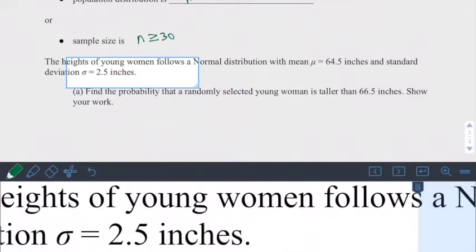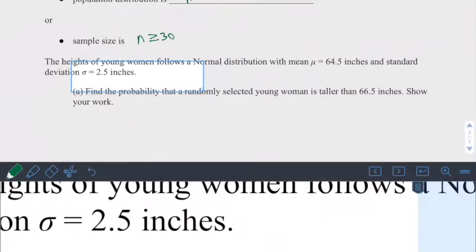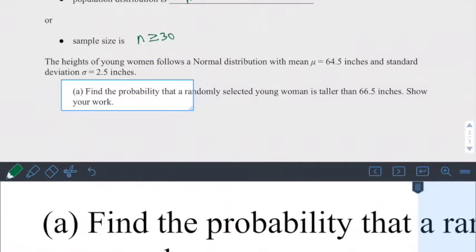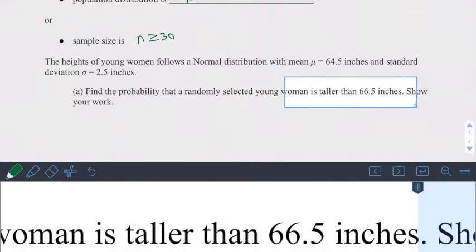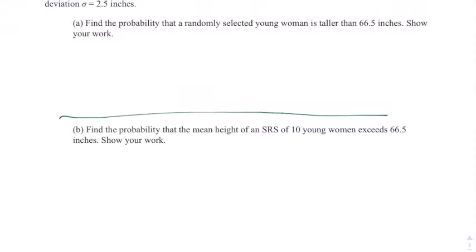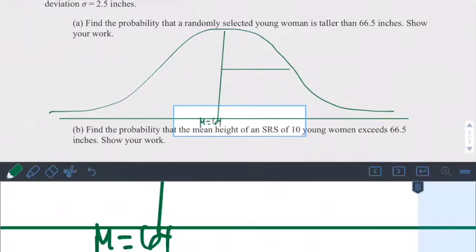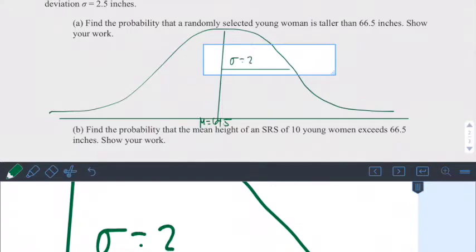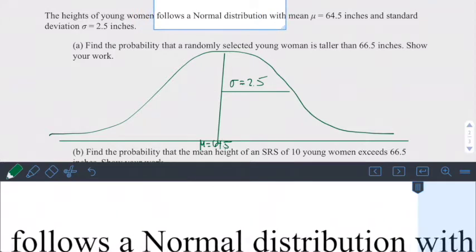The heights of young women follow a normal distribution with a mean mu of 64.5 inches and a standard deviation sigma of 2.5 inches. Find the probability that a randomly selected young woman is taller than 66.5 inches. This is chapter 2, because this population distribution is normal.